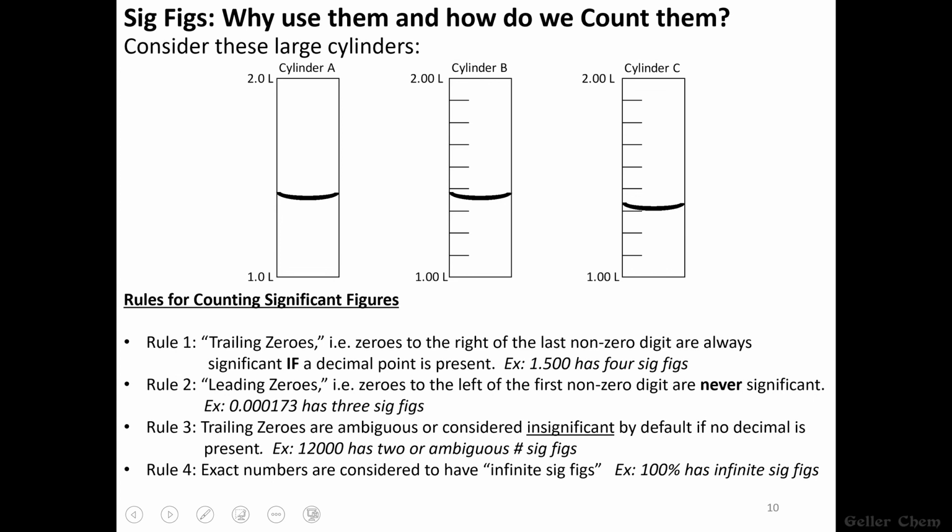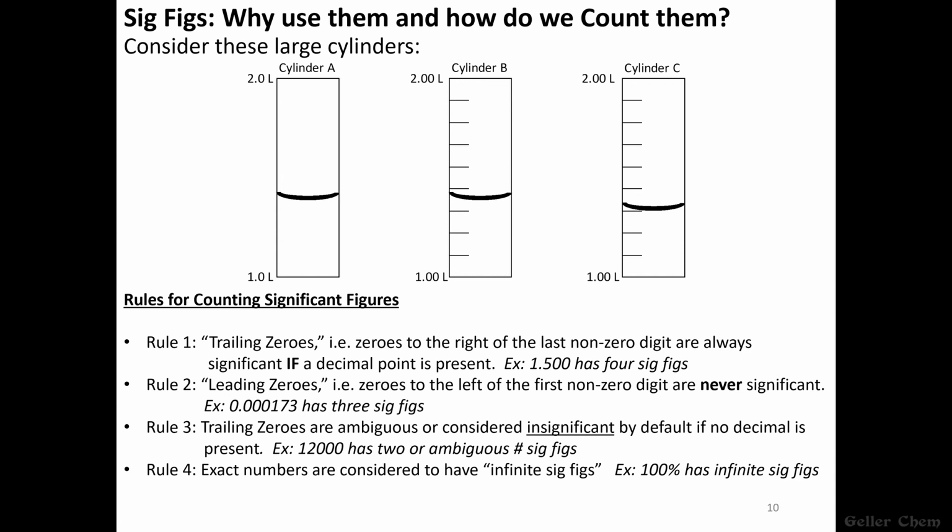Rule number 4, exact numbers are considered to have infinite sig figs, or in other words, we don't consider them in our sig fig considerations. So for example, when we convert something to a percentage, when we do something like 0.65 times 100%, that 100% is not considered to be 1, 2, or 3 sig figs. It's infinite. It's a perfectly exact number. So our final answer would just be a 2 sig fig number, just like these were 2 sig figs.